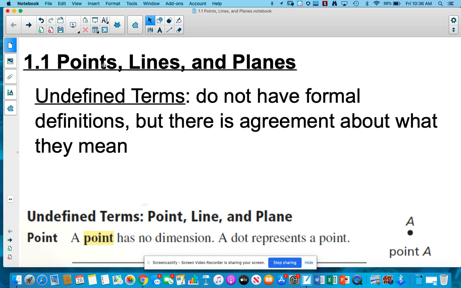All right, welcome to Advanced Geometry. We are starting Chapter 1, Section 1. It is over points, lines, and planes. So we're going to talk about undefined terms. They do not have formal definitions, but there is an agreement about what they mean.